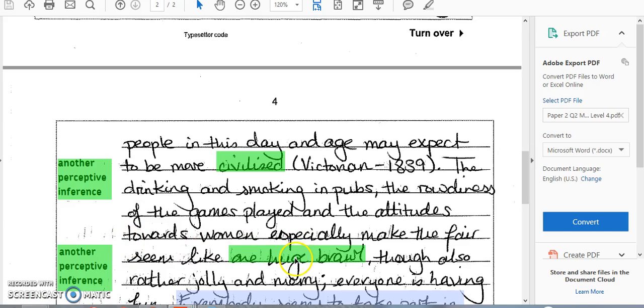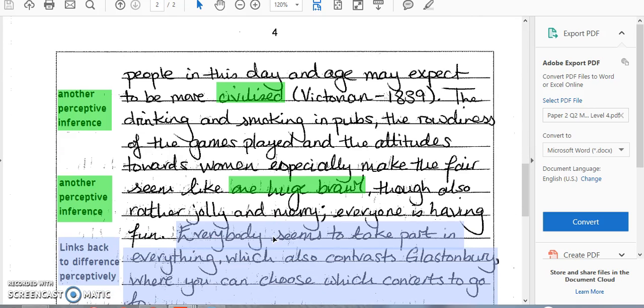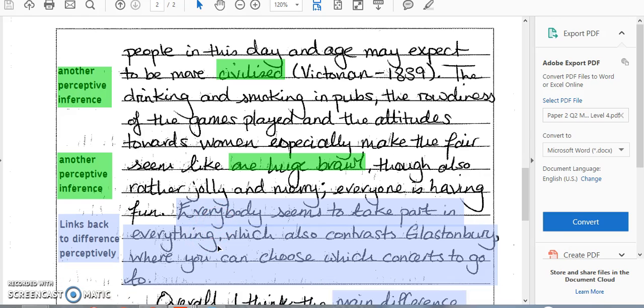making it seem like a huge brawl. The rowdiness of the games played and the attitudes towards women especially make the fair seem like a huge brawl. And linking back to a difference perceptively, everyone seems to take part in everything, which also contrasts Glastonbury, where you choose which concert to go to. So again, drawing on this chaotic theme and the fact that the fair is a lot more chaotic than Glastonbury.